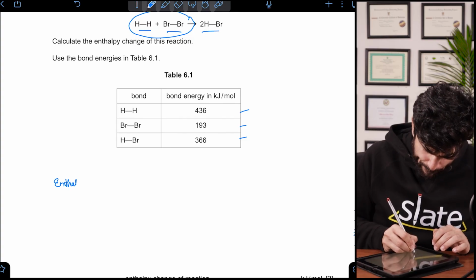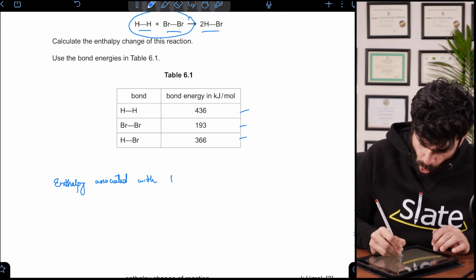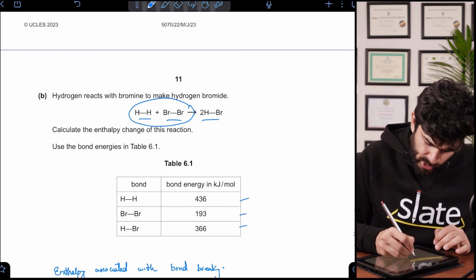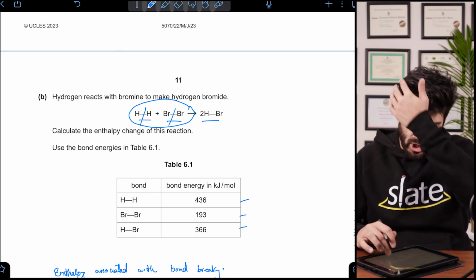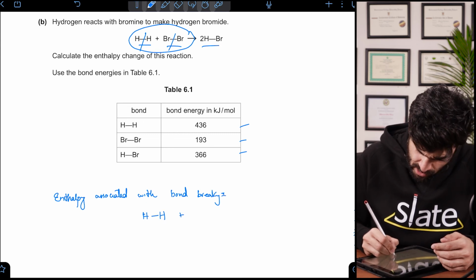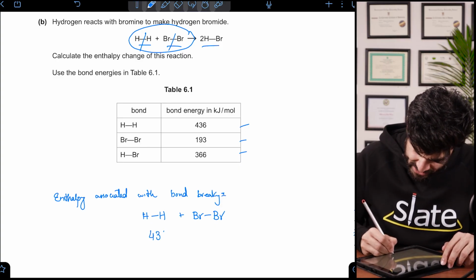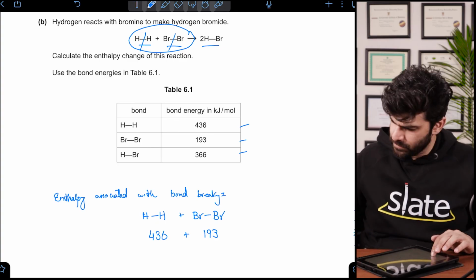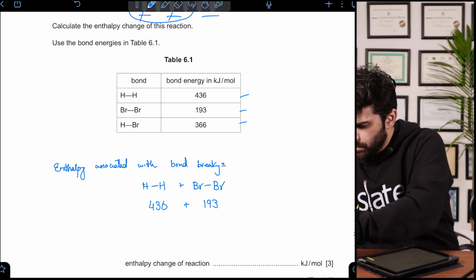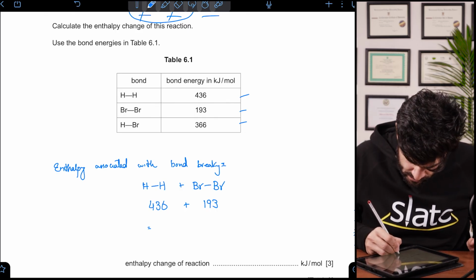So enthalpy associated with bond breaking. So obviously these are the reactants. We're going to break this bond and this bond. So just simply we'll add HH plus BR. We'll just add these 2 energies. Put the values there. 436 plus 193. Let me open the calculator here. That's 629.